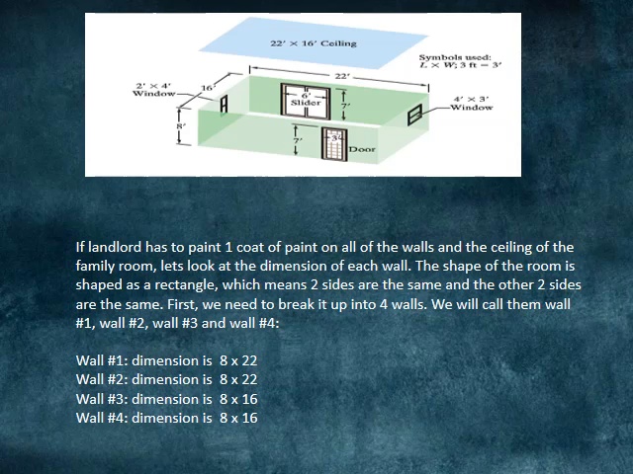Wall number 3 is the one on the left side, and that dimension is 8, because the height you can see is 8, but then also the width is 16. Width is usually how thick something is or how wide it is. So there's also another wall that's directly parallel to that, or directly opposite of that, and that's going to be called wall number 4, which also has a dimension of 8 feet by 16.